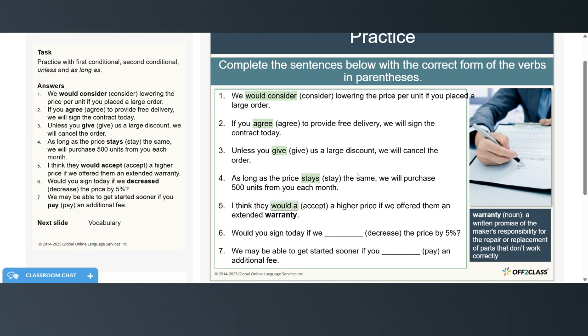I think they would accept a higher price if we offered them an extended warranty. Would you sign today if we decreased the price by 5%? And we may be able to get started sooner if you pay an additional fee.